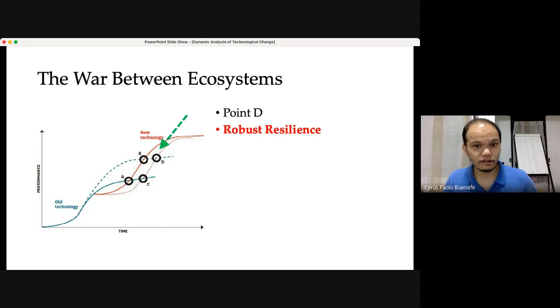Robust resilience. So this is, in a way, a very hypothetical point because now the authors are looking at the intersection of two curves that are not part of the original construction of the theory. And what does this point tell us?